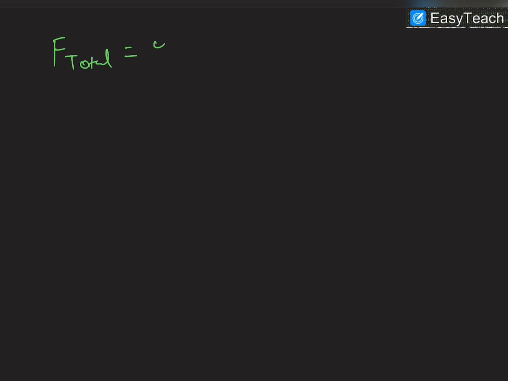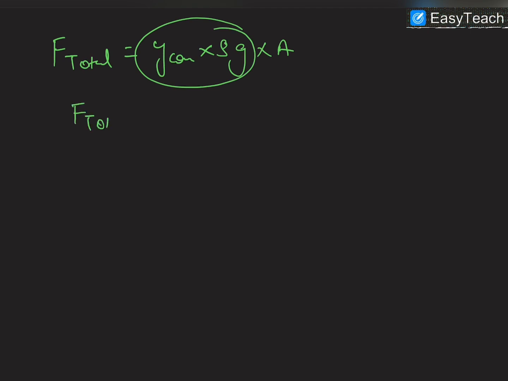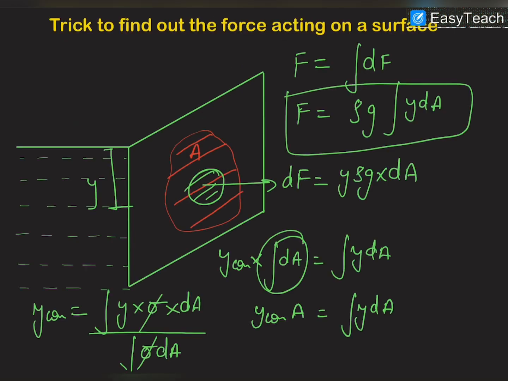So we can say that the total force F total will be equal to ycom into rho g into area, and this is the pressure acting on the center of mass of the immersed object. So this is PCOM into A. What I am trying to say is that if you have to find out the total force directly, you can find out the pressure at the center of mass of the wall or object, and you can multiply the area of that wall or object with that pressure at center of mass.